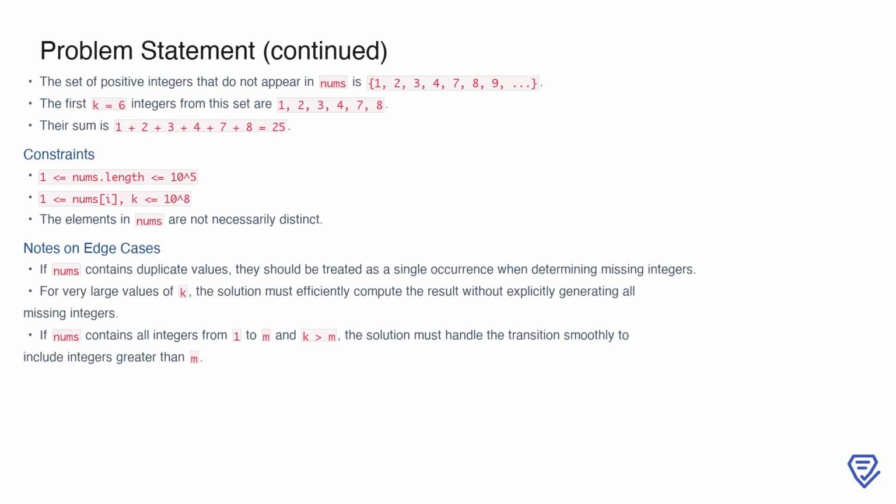It's important to note a few constraints here. The array nums can have duplicates, but these are treated as a single occurrence when identifying missing integers. Additionally, for very large values of k, we need an efficient approach to compute the result without explicitly generating all missing numbers. The solution must also handle scenarios where k exceeds the range of integers in nums, smoothly transitioning into numbers greater than the maximum value in nums.